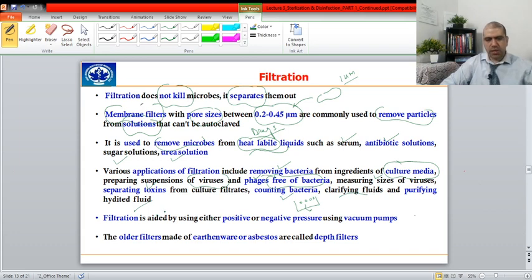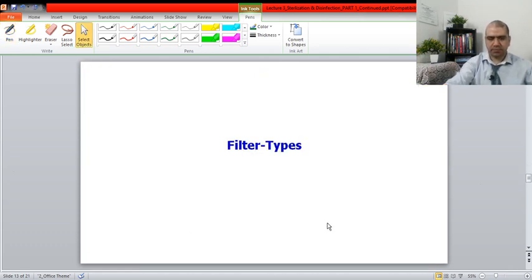So filtration is aided by using either positive or negative pressure, or particularly by using vacuum pumps. The older filters were made of earthenware, which means it uses the materials present in our earth, in our soil, or they were made of asbestos. These kinds of filters that were using something coming from the earth were called depth filters. There are different kinds of filters we will be talking about shortly.